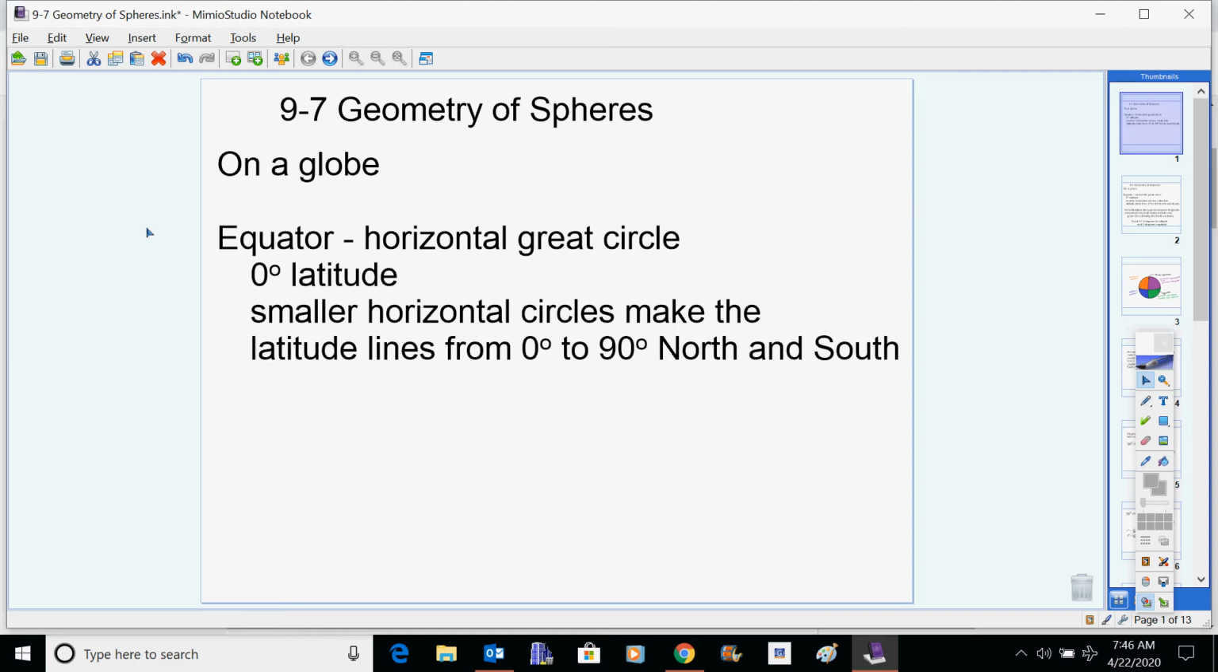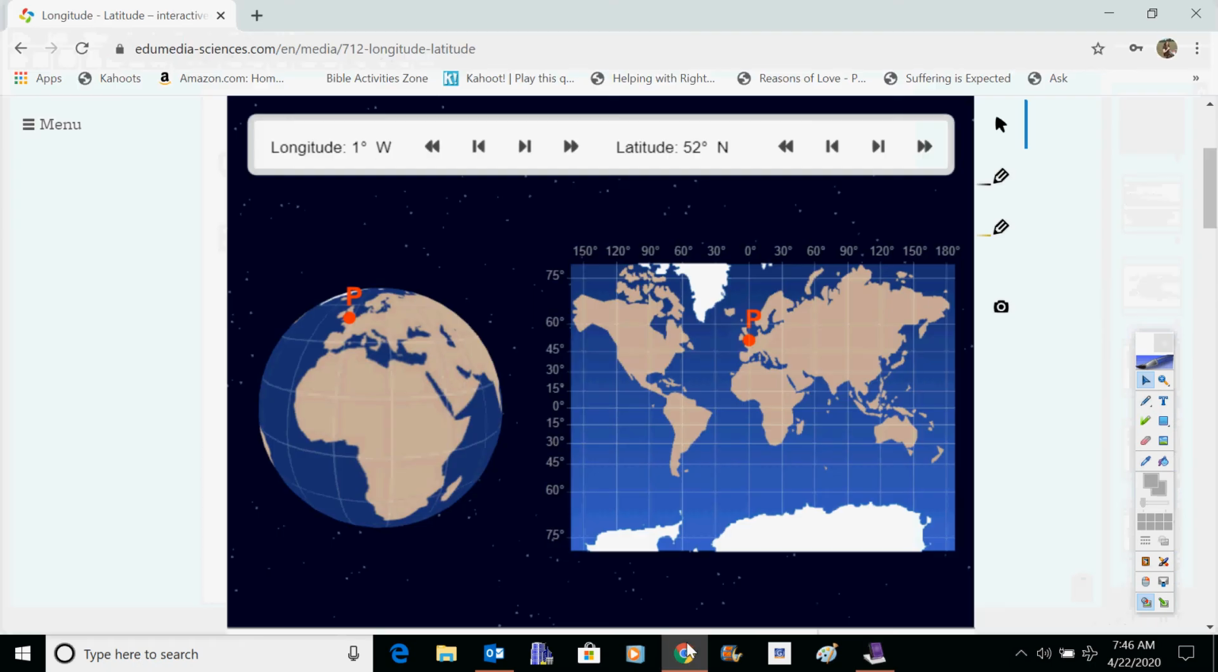All right, so on a globe, we want to be able to think about our longitude and latitude lines. And I believe that you've probably had this in history class already, geography. But just from a geometric standpoint, that's where these things come from.